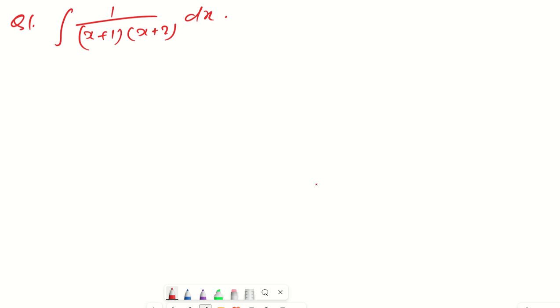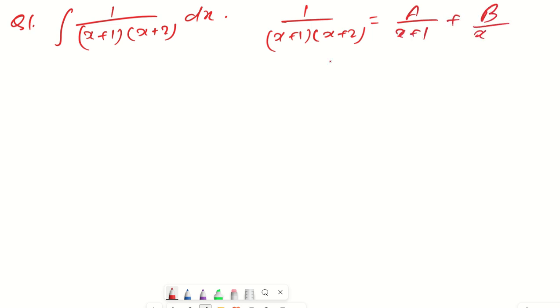Our aim is to first convert 1 by x plus 1 into x plus 2 into separate fractions, so that we can take it like 1 by x plus 1 plus 1 by x plus 2, and we can find the integration very easily. Understood? So can we write it down something like this? A by x plus 1 plus B by x plus 2, and if we equate both sides we will be able to get our values of A and B. So how shall we do that?